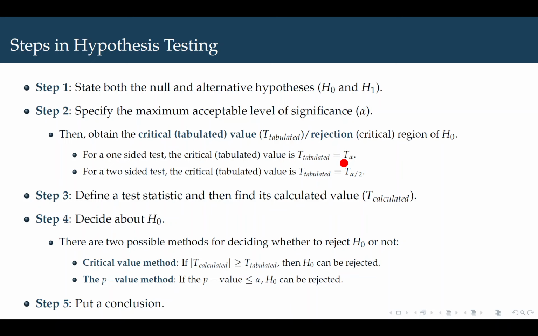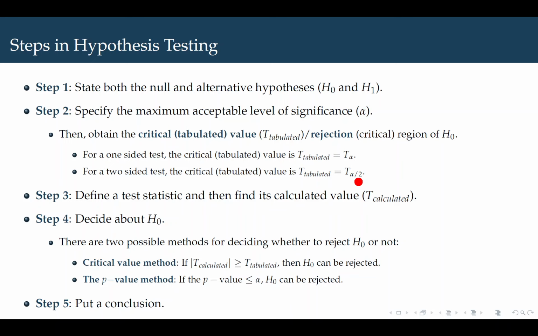Specifically, for hypothesis with a two-sided alternative, for a one-sided case, we need to specify T alpha. But for a two-sided test, we are going to use T alpha over 2. Therefore, T alpha for a one-sided test or T alpha over 2 for a two-sided test are going to be obtained from theoretical statistical distribution tables.